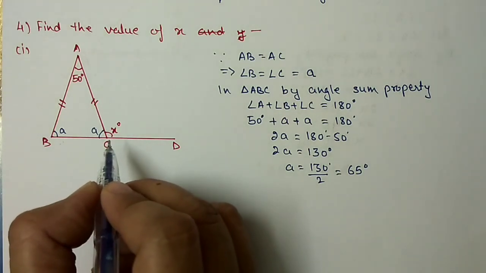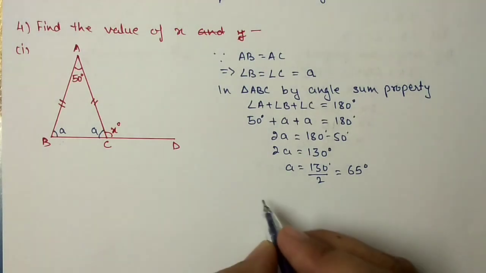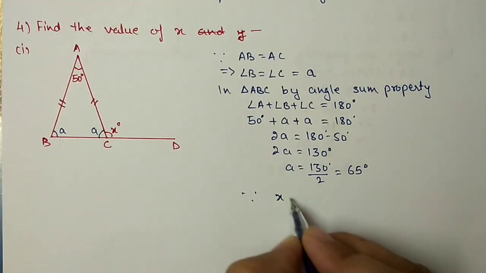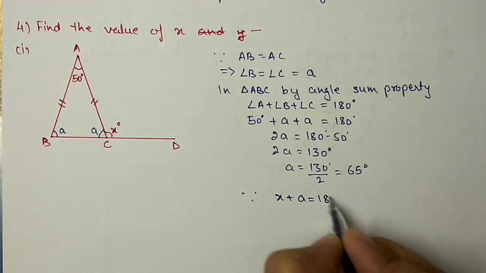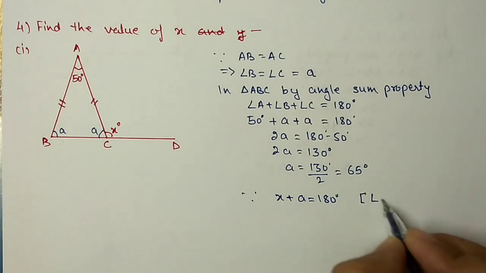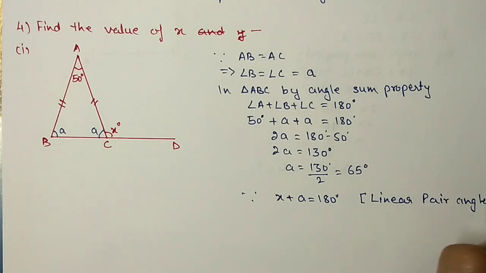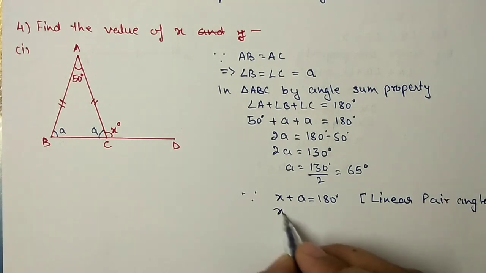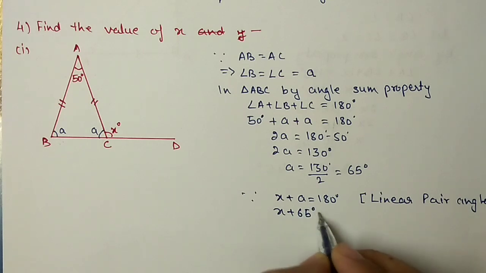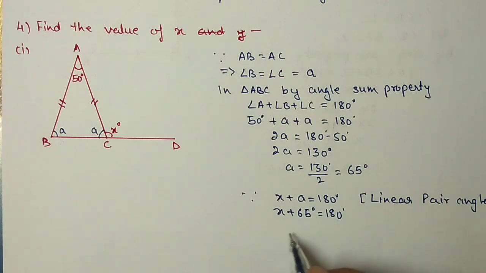Now we can find out x. X plus A is equal to 180 degree. These are linear pair on a straight line. So x plus 65 is equal to 180. X value will be 180 minus 65, 115 degree.